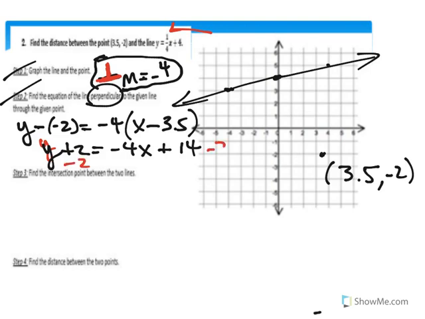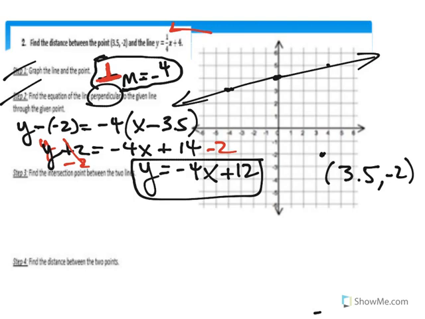I would finally simplify over here, subtracting 2 from both sides, and I would be left with y equals negative 4x plus 12. Okay, to find the intersection between the two lines, I would have something like this, and that would be a 90-degree angle. That intersecting point, excuse me, would be 0, comma 4. So I have found 0, comma 4. That's what step 3 asked for.